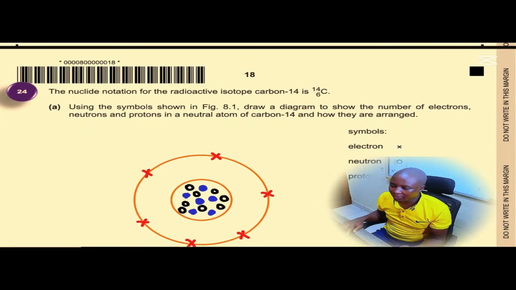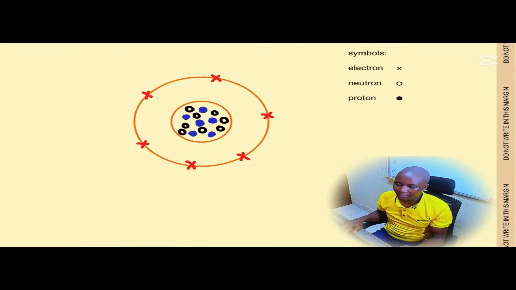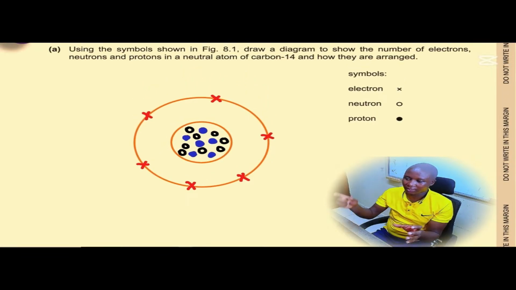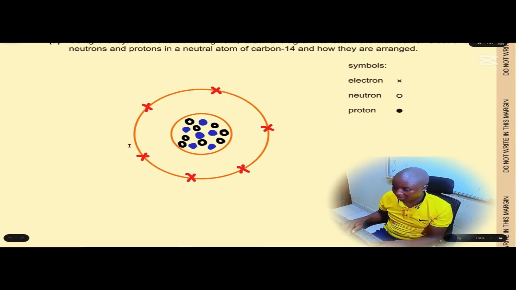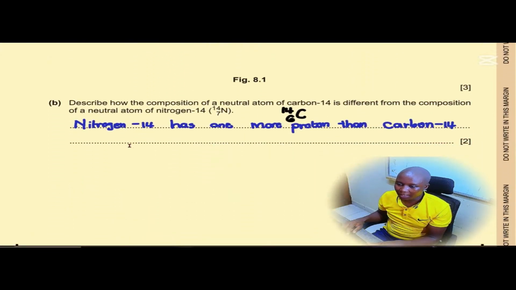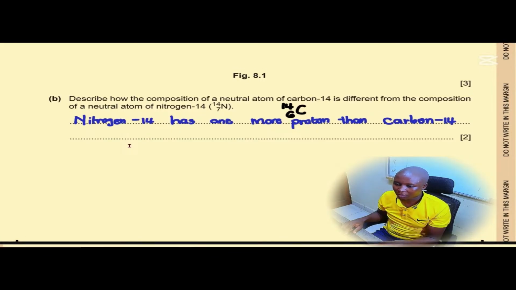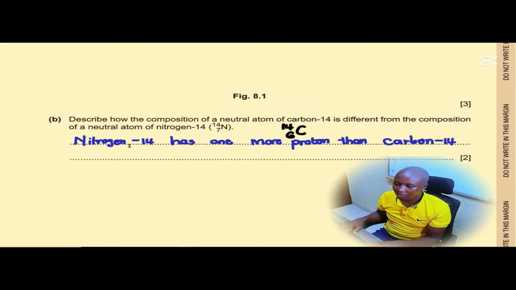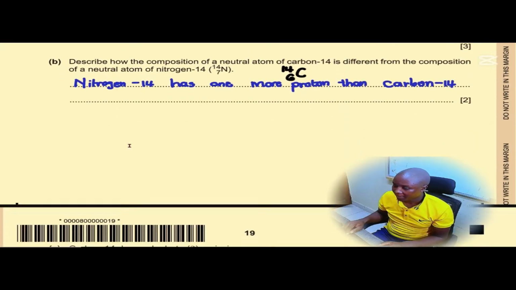If you're given carbon-14, then you are supposed to draw the model of that. So remember, neutrons and protons are inside the nucleus, and the electrons are orbiting around. So you shall have the neutrons and the protons inside the nucleus, and then we shall have the 6 electrons around. And remember, the number of electrons is equal to the number of protons. Moving further, describe how the composition of a neutral atom of carbon-14 differs from the composition of a neutral atom of nitrogen-14. Nitrogen-14 has one more proton than carbon-14, even though they have the same nucleon number.